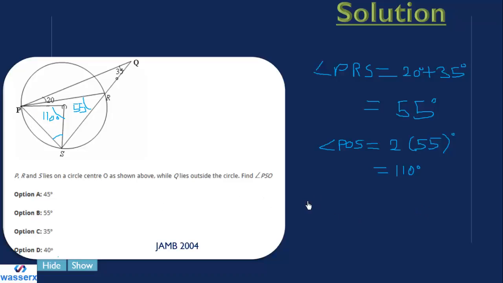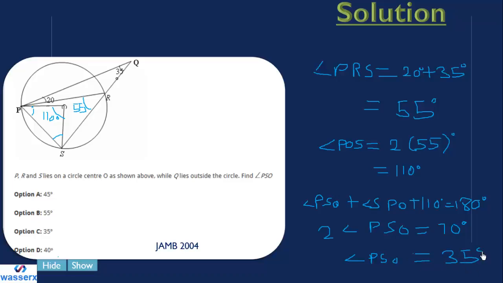Now angle PSO plus this one, which is the base angle of isosceles triangle SPO, plus 110 degrees will be equal to 180 degrees. That is the sum of angles in an isosceles triangle. Now angle PSO is equal to angle SPO, so we can write 2 times angle PSO equal 70 degrees, and this will give us 35 degrees.